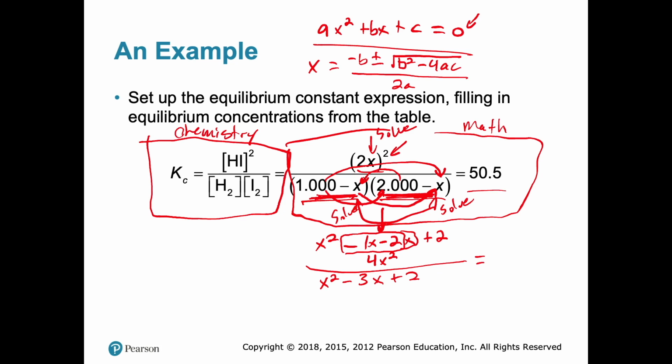And all of that is equal to what? 50.5, right? Right up here, 2 squared. Yeah. Okay, everybody got that so far? So now, I don't know about you guys, but the ax squared plus bx plus c equals 0 doesn't have a fraction in it. So we've got to get rid of the fraction somehow. How do we get rid of the fraction?